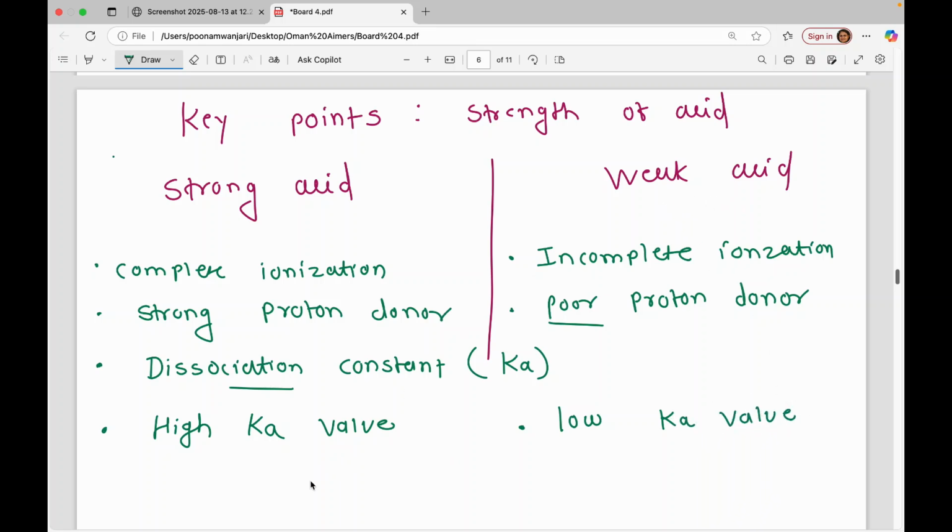So how do we find out these values or compare them? In the next video we will discuss in detail the pH of weak acid, strong acid and strong bases. We are also going to discuss what is meant by Ka, pKa and the ionization constant of water. Students, these are the key points. I thought you noted down everything. Always remember one thing: strength depends on ionization, not on concentration.